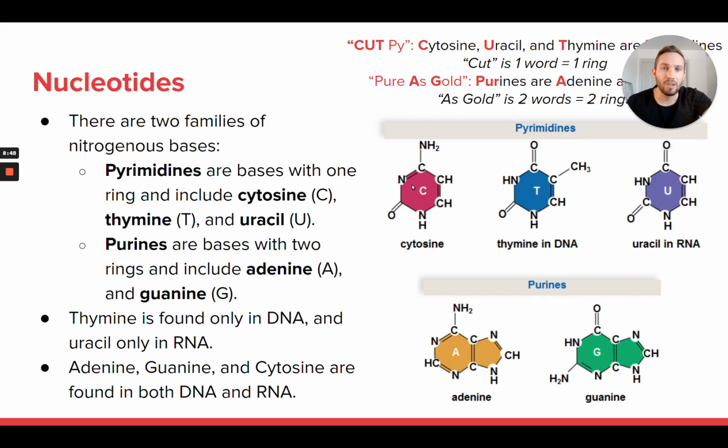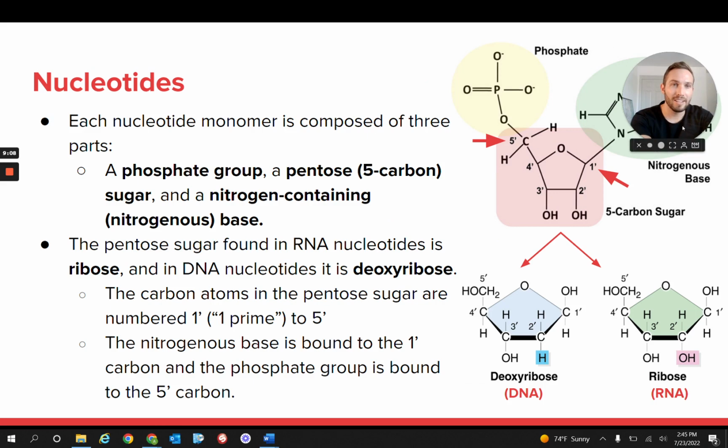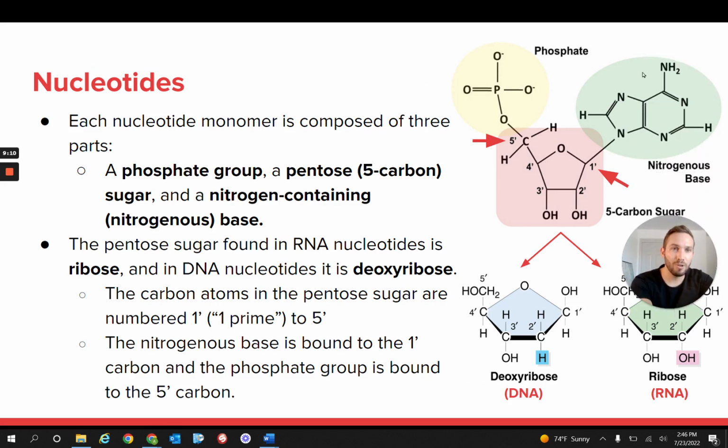Pyrimidines, the difference between them is their ring structure. The nitrogenous bases that are called pyrimidines have a single ring structure. So cytosine, thymine, and uracil are pyrimidines. They have 1 ring. Purines have 2 rings. They have a double ring structure, and that's adenine and guanine. And so in this picture right here, this was a purine nitrogenous base because it has a double ring.